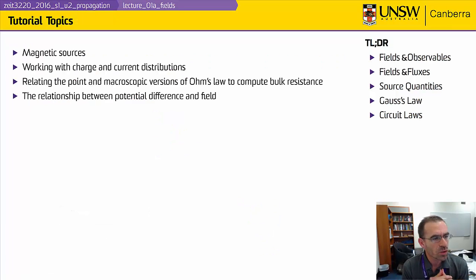So that brings us to an end of this first lecture. In the tutorial topics that we're going to go over in our next class on this subject, and you have these tutorial questions, there are a few things that we touch on: magnetic sources, what they might mean, what their units might be, how we might think of them. We're going to work with charge and current distributions. How do I relate volume and surface charge distributions to total charge? We're going to look at the macroscopic and microscopic versions of Ohm's Law in order to compute bulk resistance. And finally, we'll look at the relationship between potential difference and the electric field.